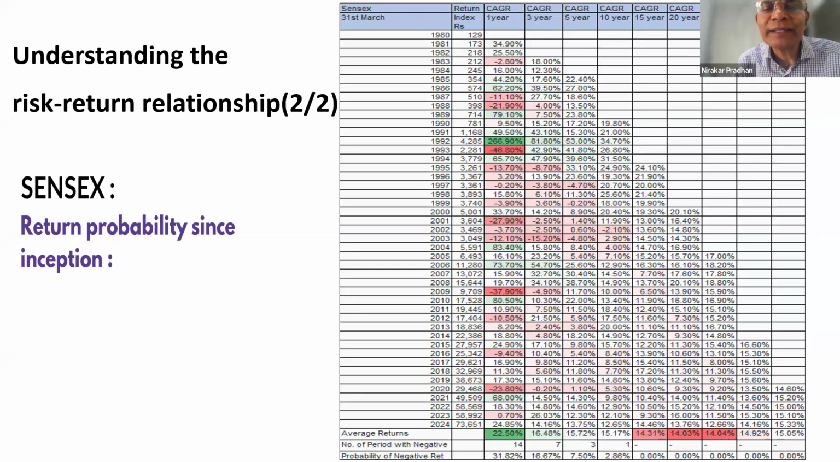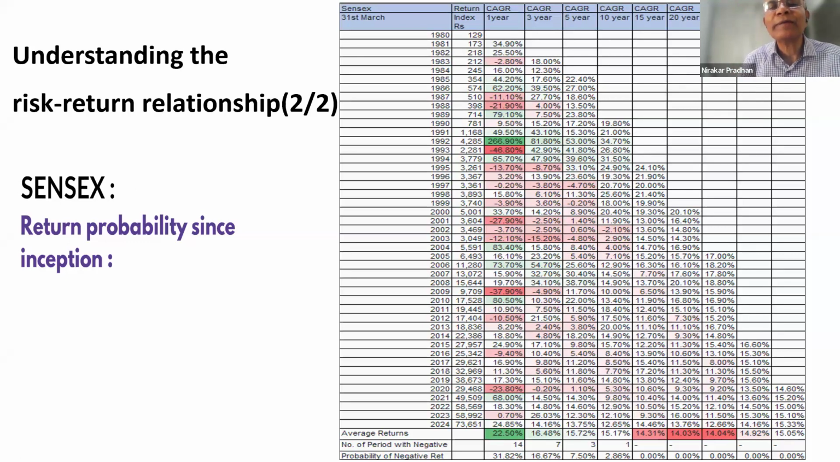And this is what this chart shows, what exactly I am saying. If you are looking at a 1 year rolling return, from 1980 to 2024, you will find there are 10 cases, 10 years, where we have a negative return. Negative return is, you have a loss during that year.